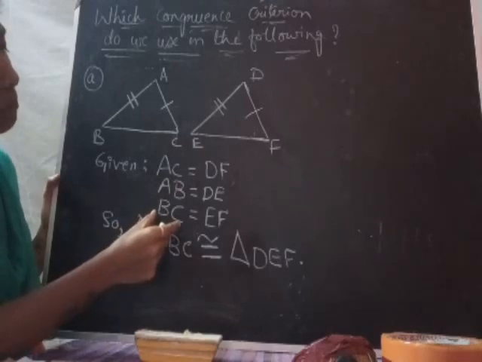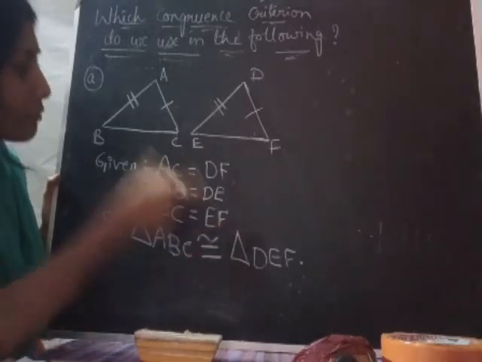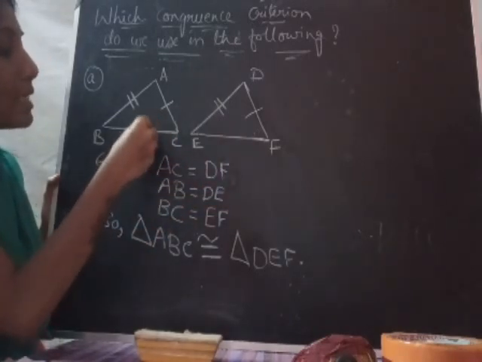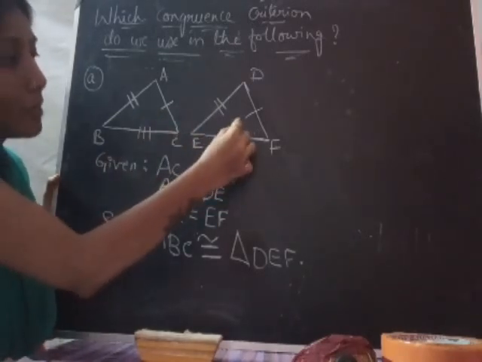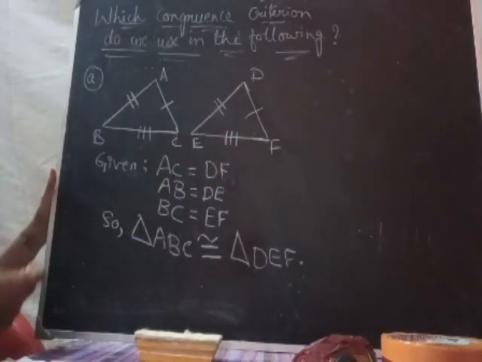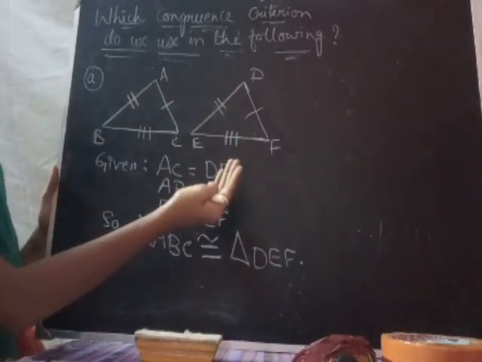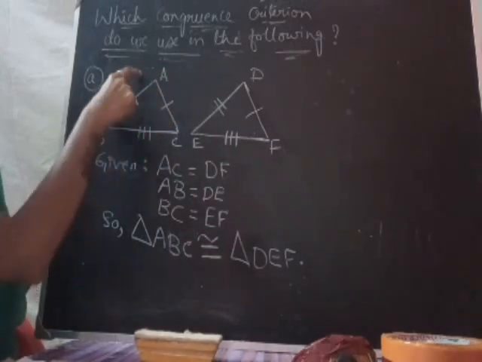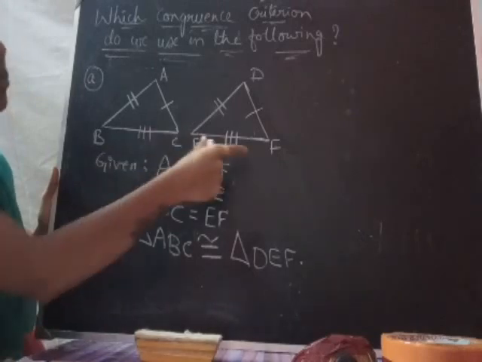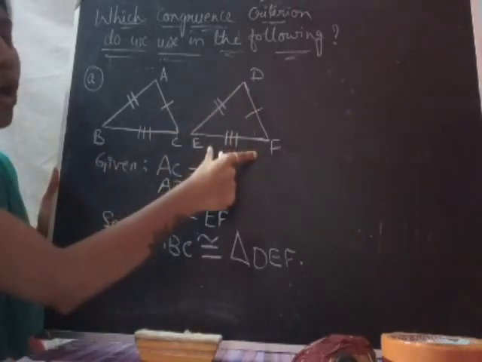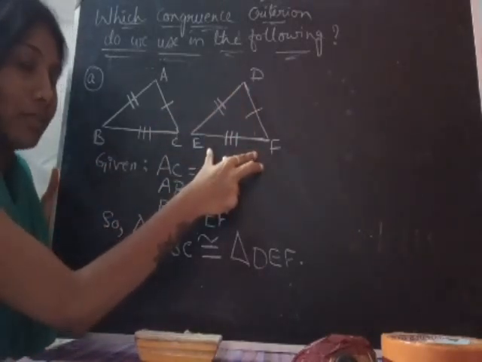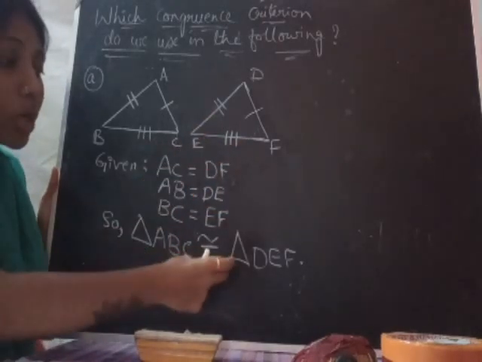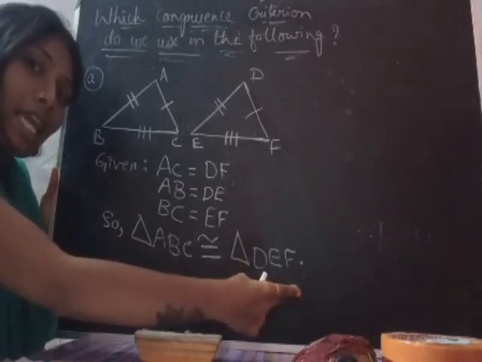And the next one, side BC equals side EF. What you can notice here is that all three sides of one triangle are equal to all three sides of the other triangle. So from this we can say that triangle ABC is congruent to triangle DEF.